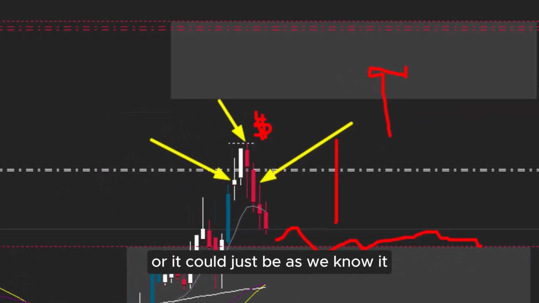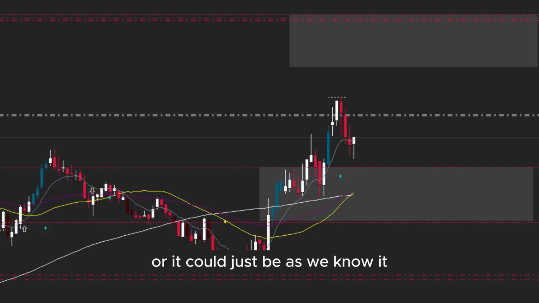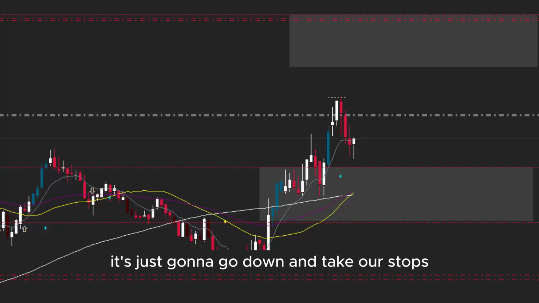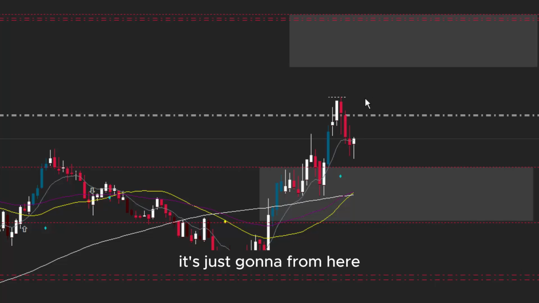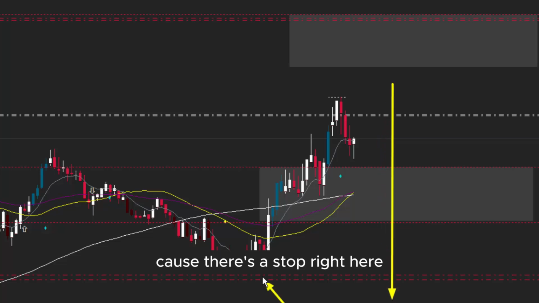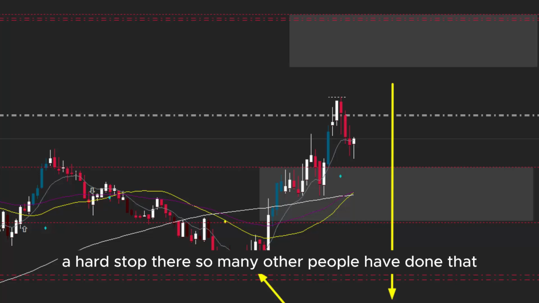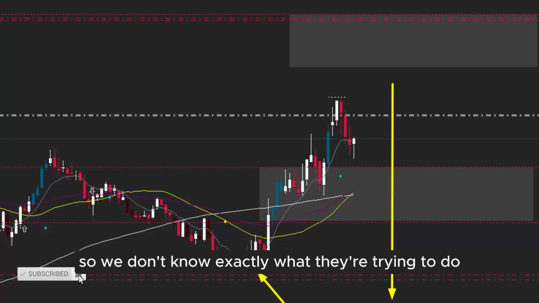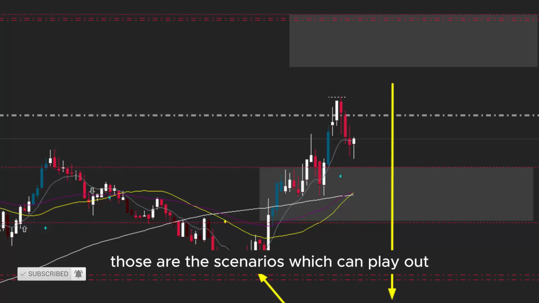Or it could just be, as we know it, it's just going to go down and take our stops. From here, it's just going to go down and take this stop here, because there's a stop right here. There's a lot of money in this area, just like we've put a natural stop, a hard stop there. So many other people have done that. So we don't know exactly what they're trying to do, but those are the scenarios which can play out.